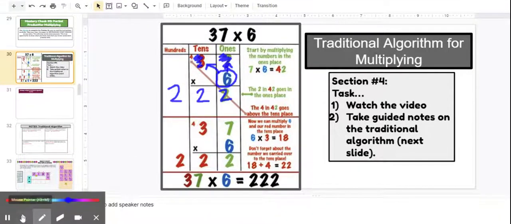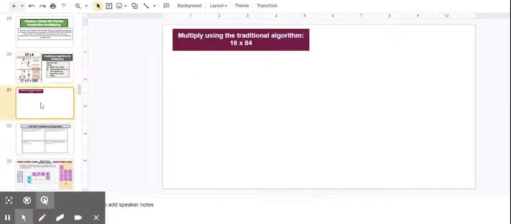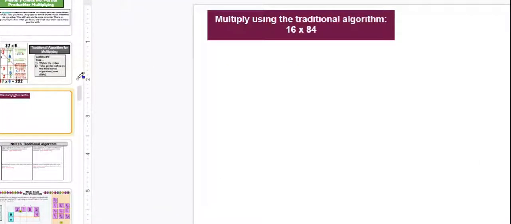Let's go to another example over here, a two-digit number by a two-digit number. This time we're going to do the same exact thing in terms of setting it up. With the traditional algorithm, we're always going to stack them. They're both two-digit numbers, a 16 and an 84. You can put either on top; it doesn't necessarily matter. I'm just going to put the one with the bigger value on top, so I'm going to do 84 times 16. I'm going to put my symbol so I remember what I'm doing, and our equal sign.